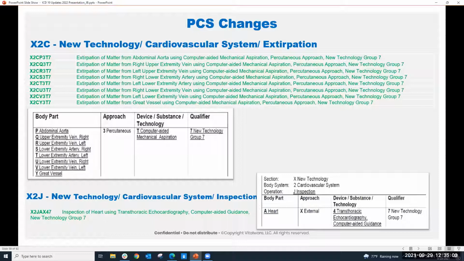Next table is X2J. It's the inspection of the cardiovascular system. And we have one new code here, and it would be used to identify the utilization of software to guide transthoracic echocardiographic image acquisition. And just a note here that the transthoracic echocardiography can be separately reported using the appropriate code from section B in imaging.